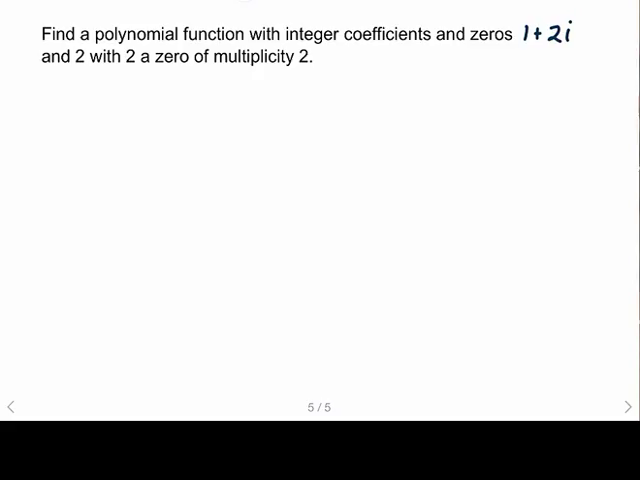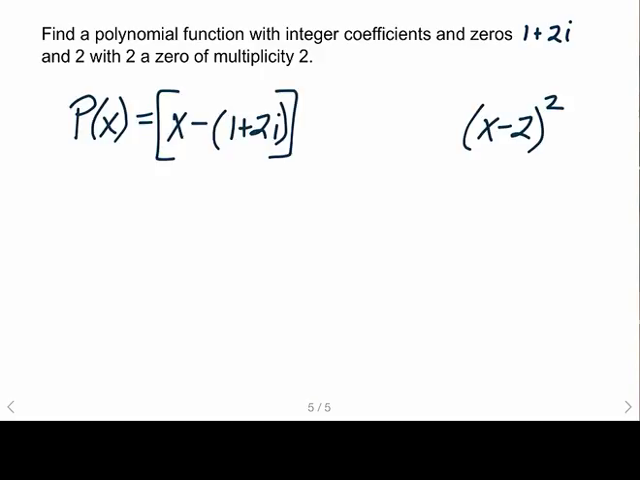Finally, we are asked to find a polynomial function with integer coefficients and zeros 1 plus 2i and 2, with 2 a zero of multiplicity 2. Why don't you pause the video and write down the factors that this indicates. So for starters, I used p, you could have used f or g or whatever you wanted. P of x is equal to x minus the quantity of 1 plus 2i, and then I have x minus 2 the quantity squared, but enter the conjugate pairs theorem.